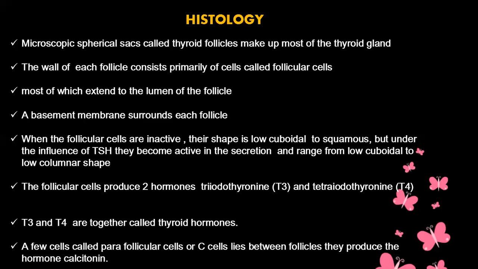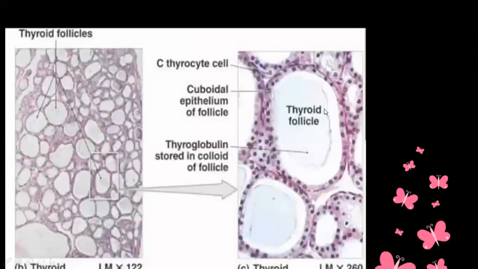And a few cells called parafollicular cells or C cells, which lie between the follicles, produce a hormone called calcitonin. So here you can see, in between the thyroid follicles, the dark blue color cells. These are called the C cells or the parafollicular cells. They produce a hormone called calcitonin. The main function of calcitonin is to maintain the balance of calcium levels. So this is about the histology.